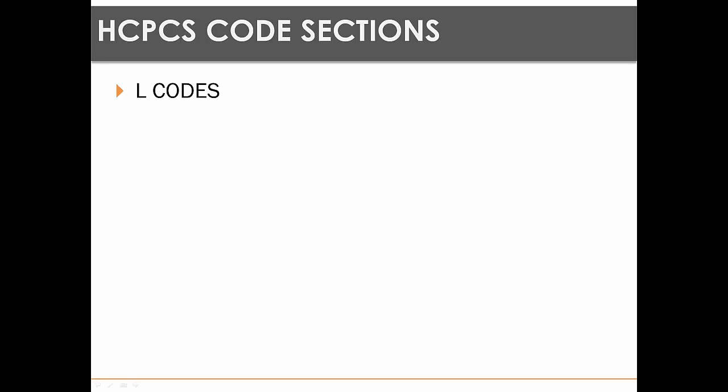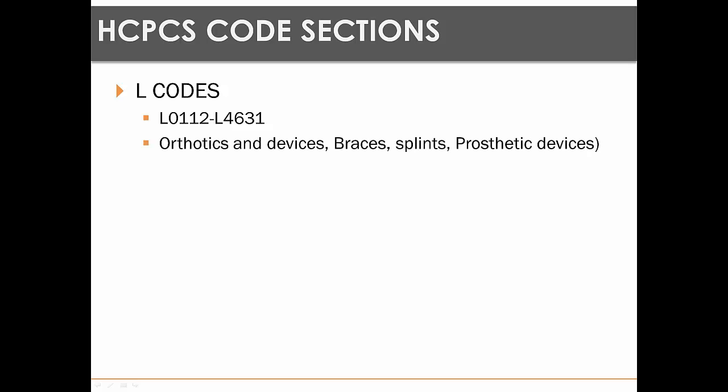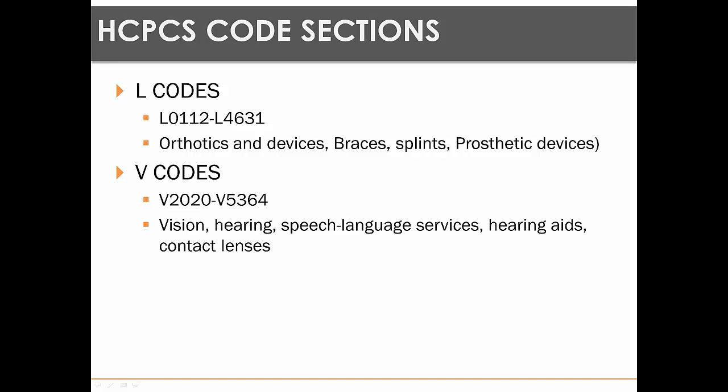Okay, you've got your L codes, which are for orthotics, braces, splints, and prosthetic devices. Even artificial limbs are included in here. Your V codes are for vision and hearing aids and contact lenses, and speech and language services. Okay, I hope that wasn't too painful, but just a glimpse into the codes that you would probably use most often.